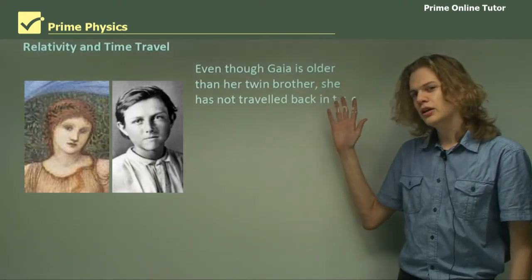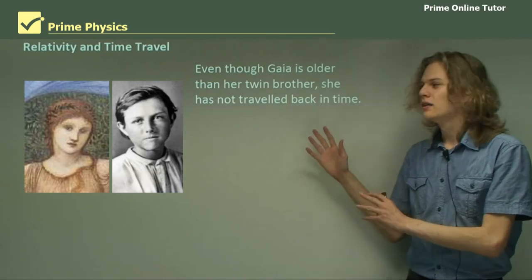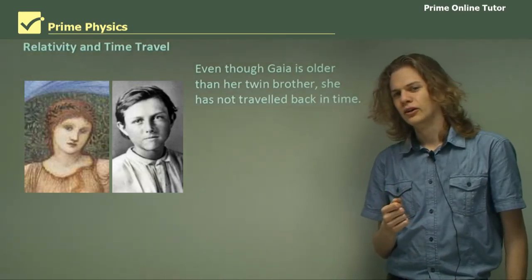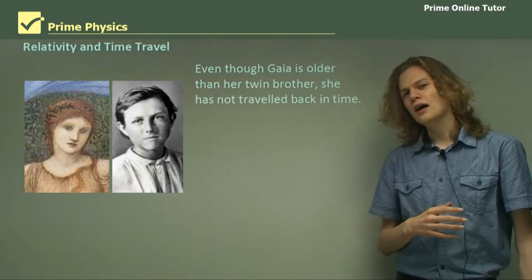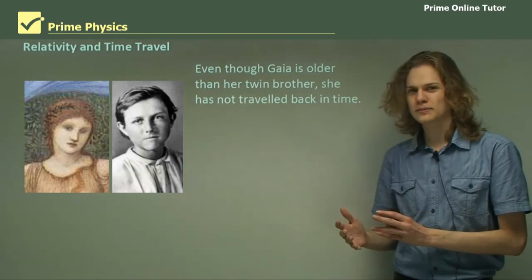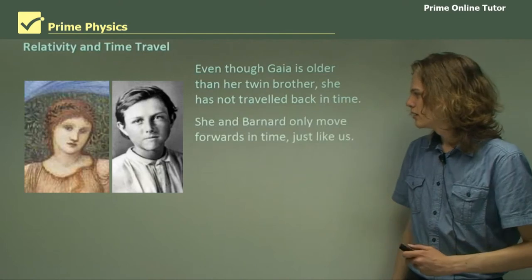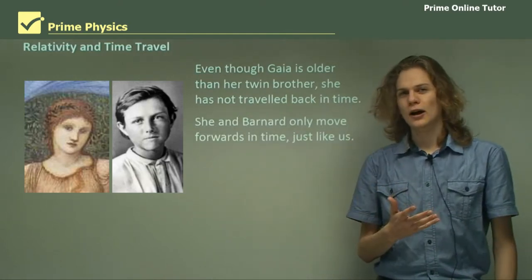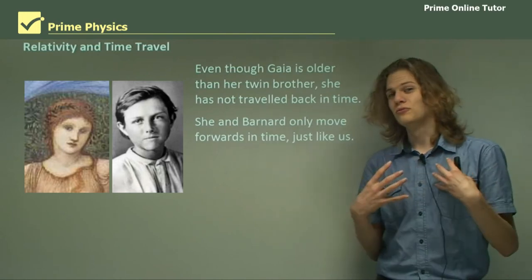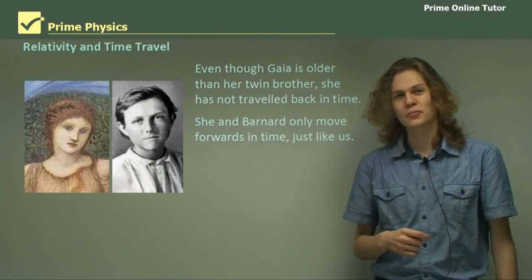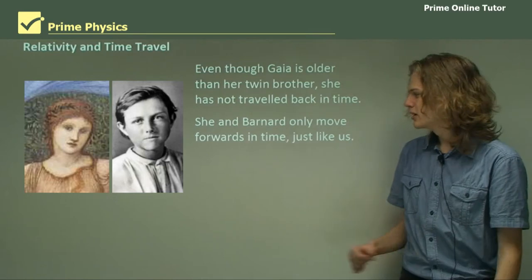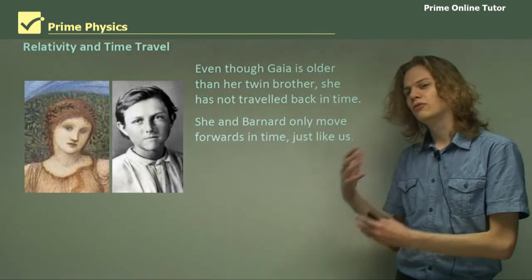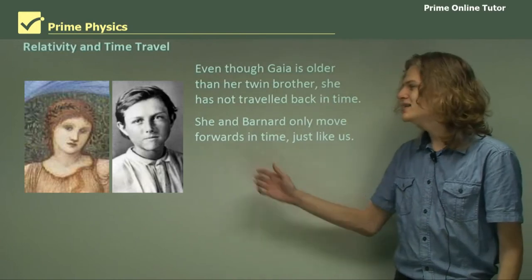But it's worth noting that neither twin has traveled backwards in time, right? Although they have traveled through time in different ways. Both Gaia and Barnard are only moving forwards in time, just like we're moving forwards in time at a rate of 1 second per second. The difference between them is that they're passing through at different rates, and that's why the age difference appears.